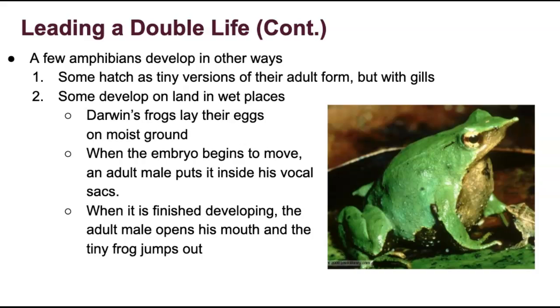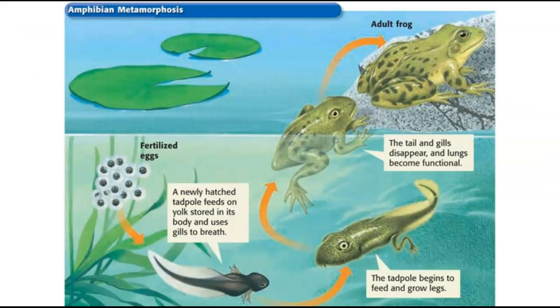They go through a version called incomplete metamorphosis, which you might remember from our conversation about insects, arthropods. Some of them are going to hatch as tiny versions of themselves. The only real exception here is that the tiny versions will still have gills. There are even some amphibians that develop on land in really, really wet places. The Darwin frog, for instance, lays its eggs on wet ground, so wet land, and then the embryos begin to move. As an adult, the male puts them inside of his vocal sac, and then when they're finished developing, those young just jump out of the mouth.